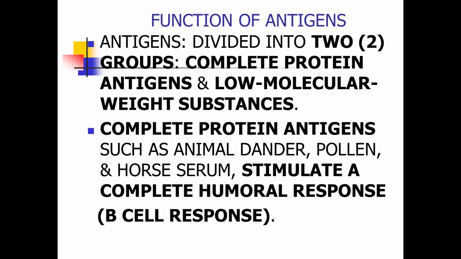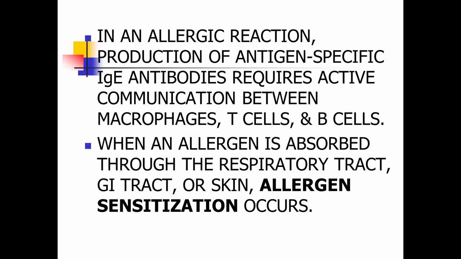The function of the antigens are divided into 2 groups: a complete protein antigen, and a low molecular weight substance. Complete protein antigens include animal dander. So when I was sharing with you about being allergic to the cat, some of you have talked about being allergic to pollen and dust. If you're allergic to horse serum, all of these stimulate a complete humoral response or a B cell response that produces all those antibodies.